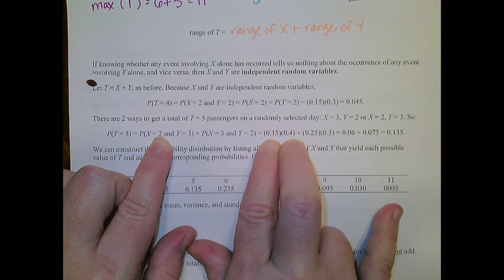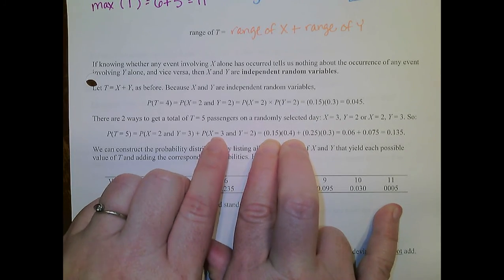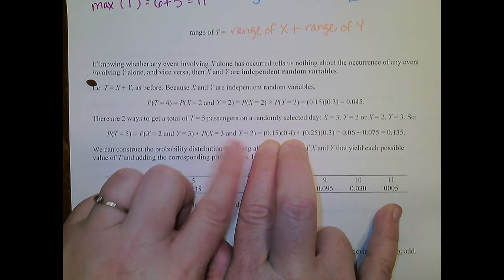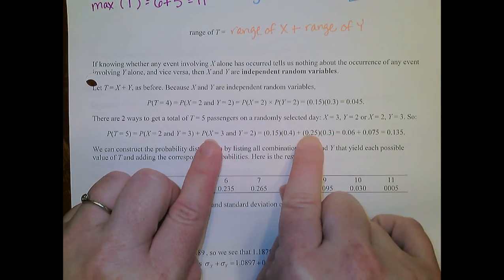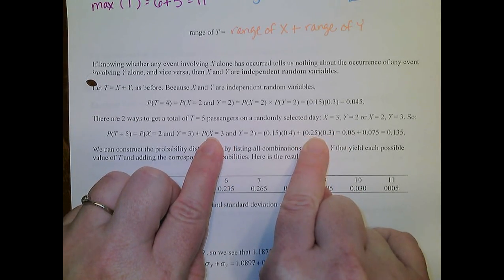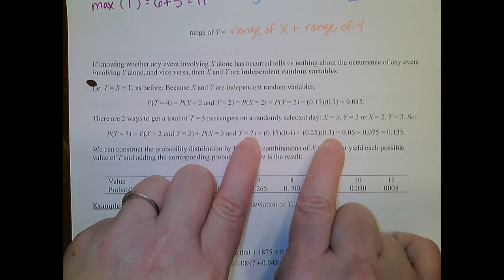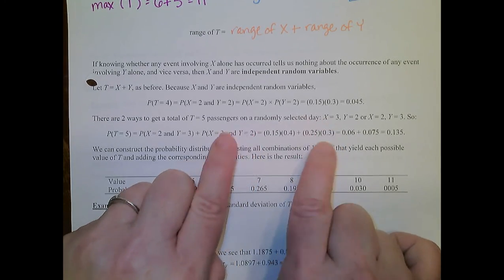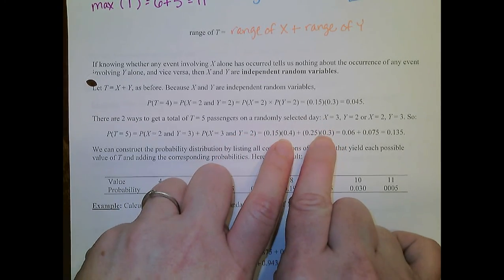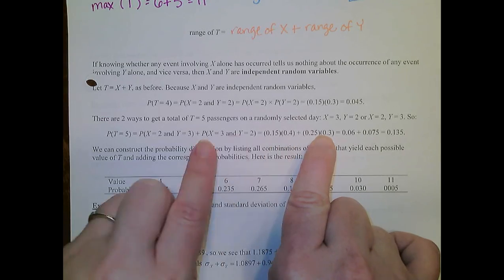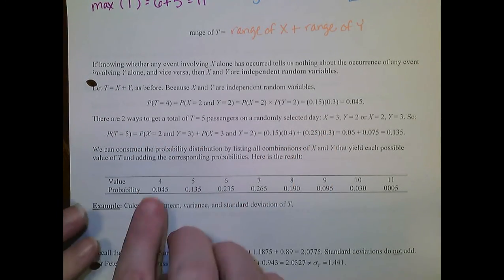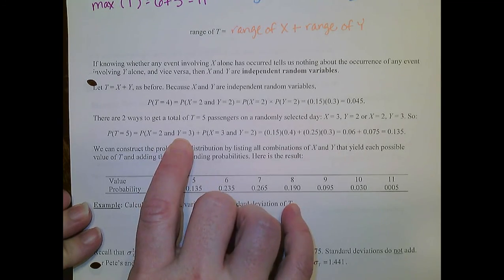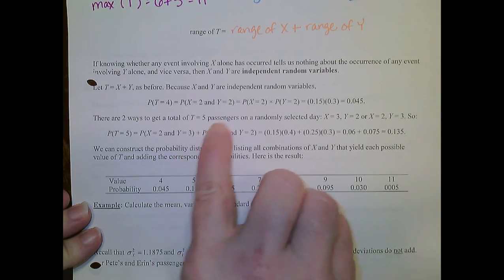Likewise, the probability of x being 3 and y being 2 is, again, these are independent, so it's just going to be the product of each of those outcomes. The probability of Pete having 3 passengers is 0.25. The probability of Aaron having 2 passengers is 0.3, so we multiply those together to get the product. Then we're combining those as a union. So we're saying that we could either have x be 2 and y be 3, or we could have x be 3 and y be 2.